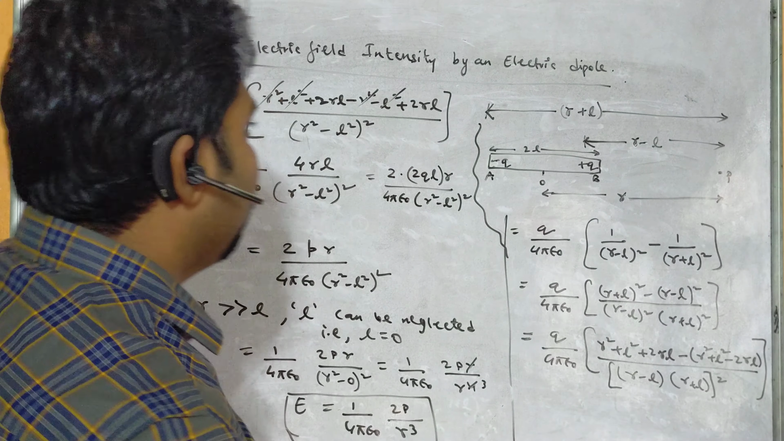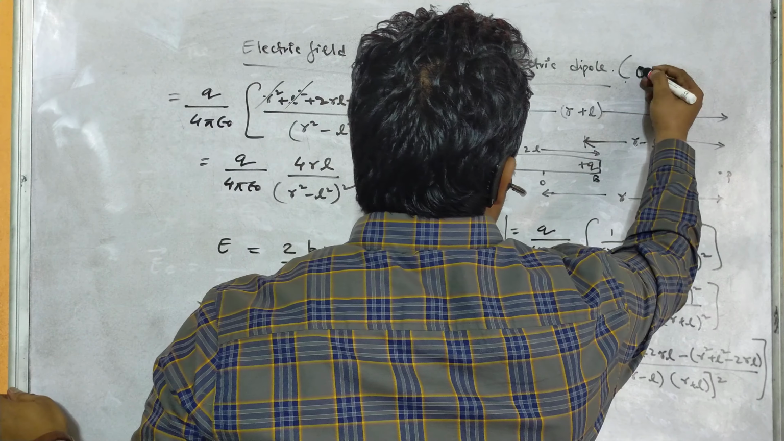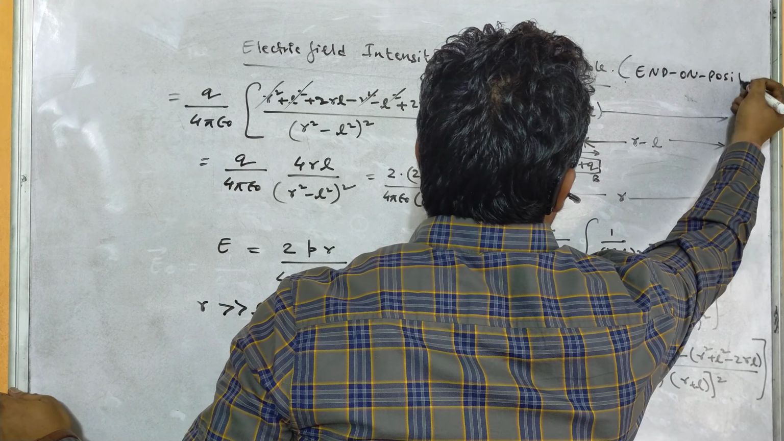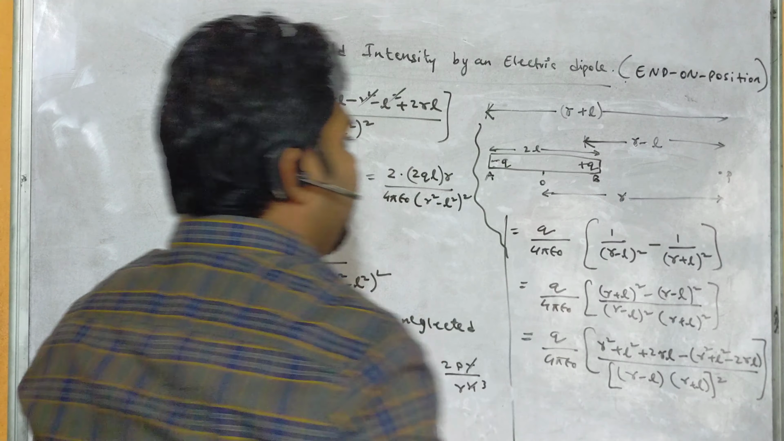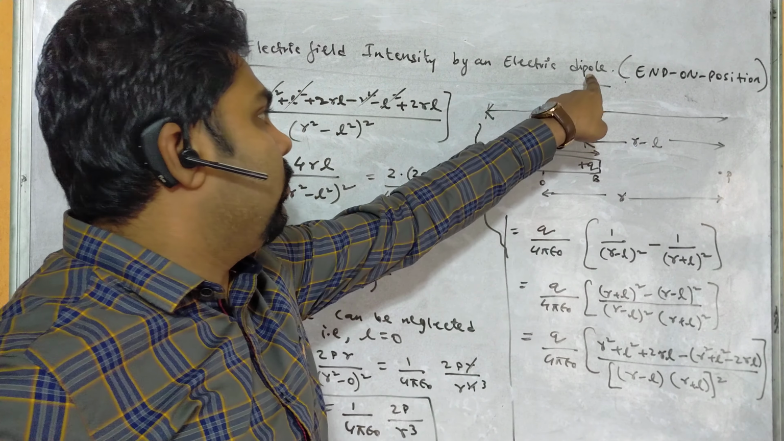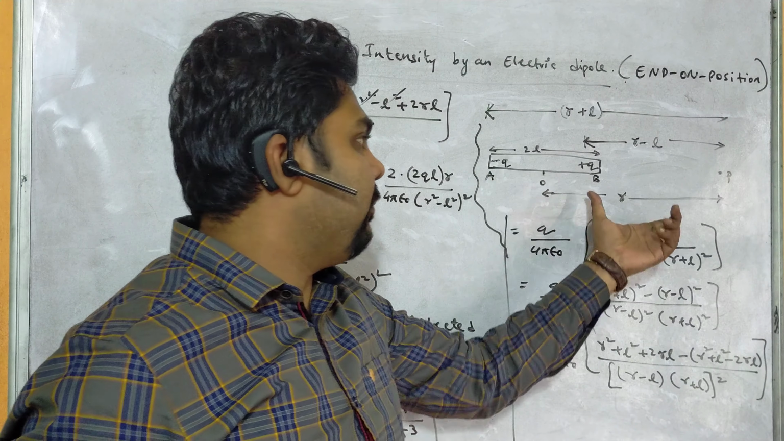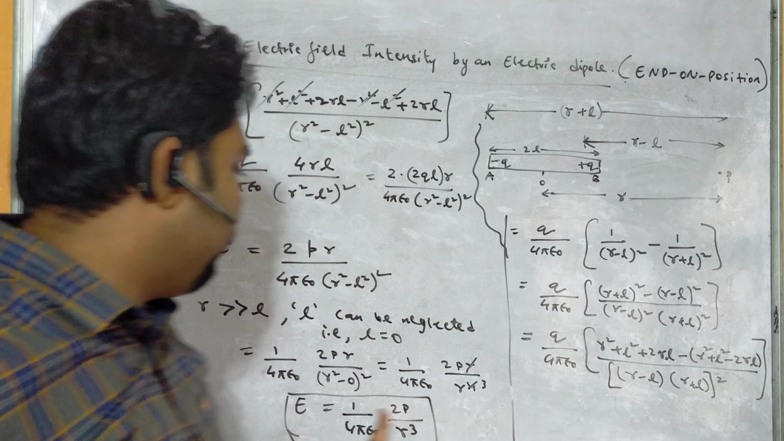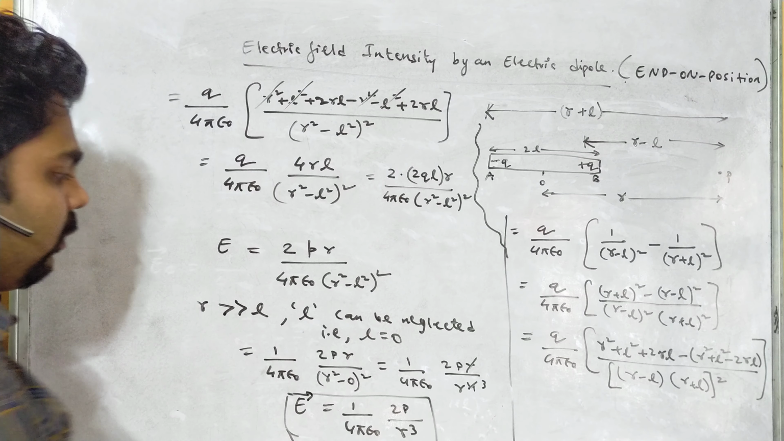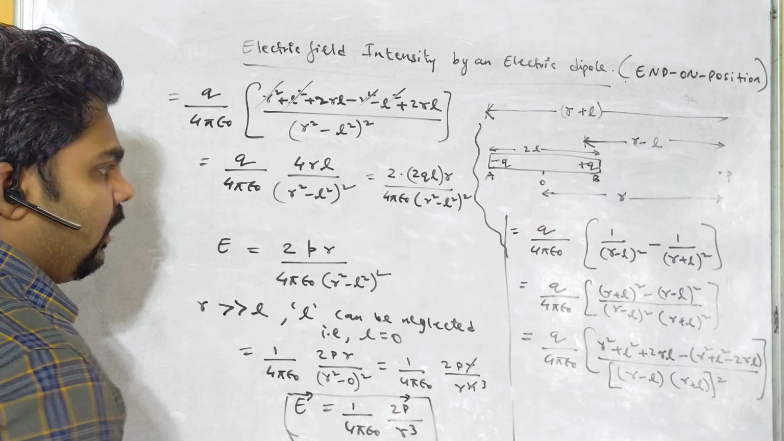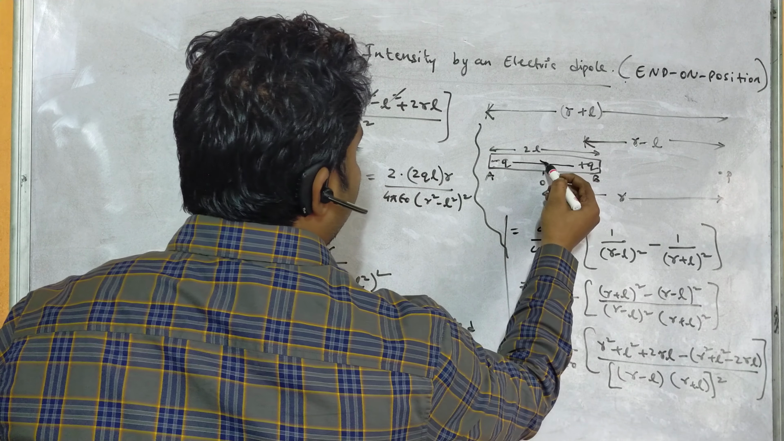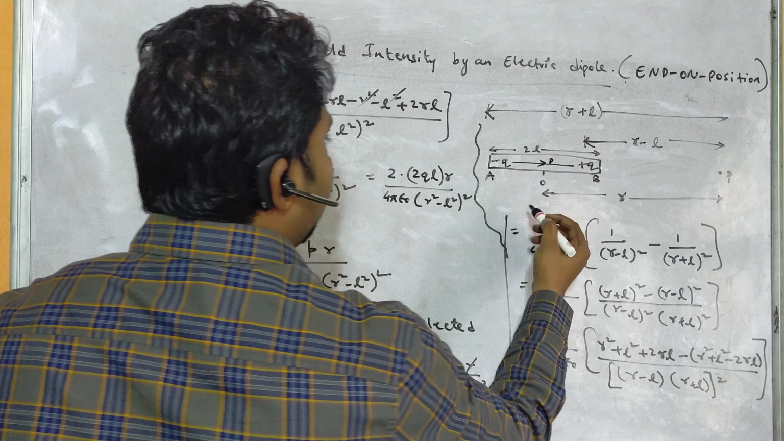So this is the end on position. The electric field of a dipole can be at two positions: one is the end on position and one is the broad on position. So this is the derivation for the electric dipole at the end on position, E vector equals 1 by 4 pi epsilon naught 2P by R cube, and the dipole moment moves from minus Q to plus Q. This is the direction of the dipole moment.